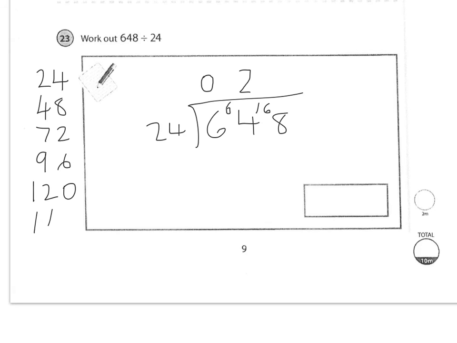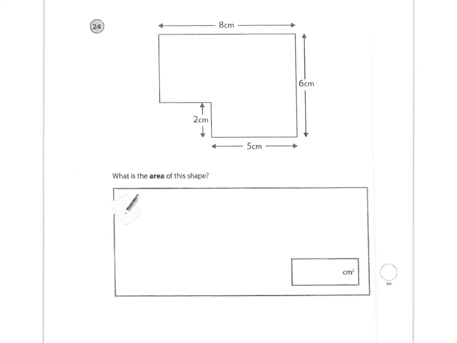So the next one would be 144, and the one after that would be 168. So how many 24s go into 168? And we count 1, 2, 3, 4, 5, 6, 7. So the answer is 27.